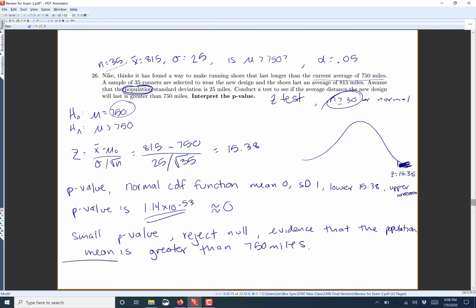So in our case, if the null is true, that means if our population mean really is 750, there is a 1.14 times 10 to the negative 53, or basically 0, chance of getting a sample mean of what was our sample mean? 815 or more. Which is so small, there's like no chance that would have happened if our population mean really was 750.